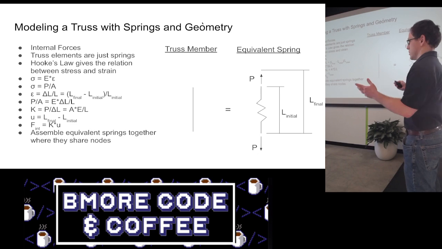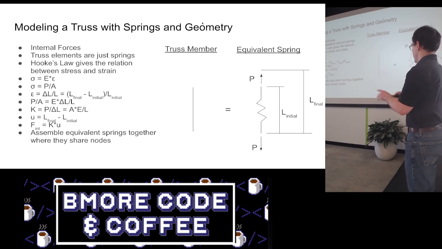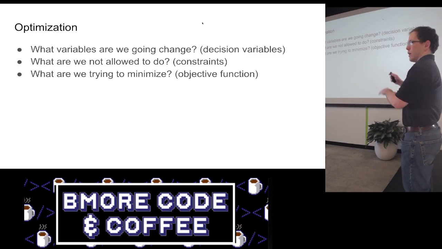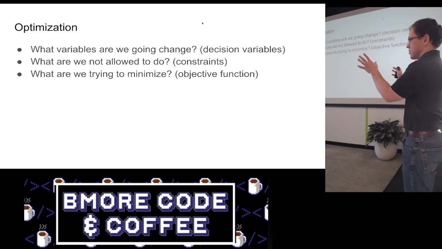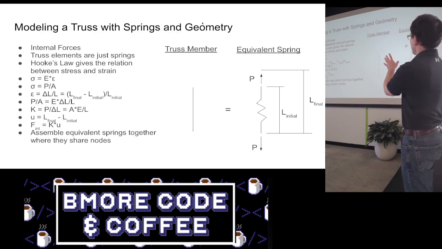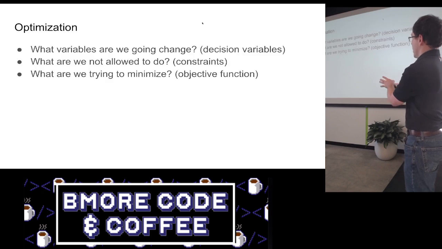We can set that up as a big system, and we can solve that, and that gets into a whole thing that we're just not going to talk about. Okay, so that's our model. That's our physics model that we're going to solve with optimization.